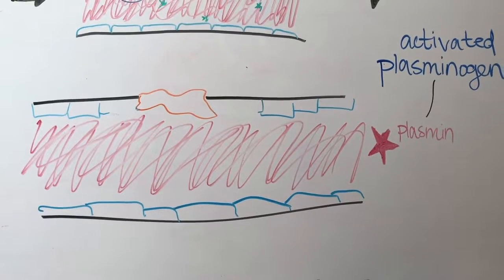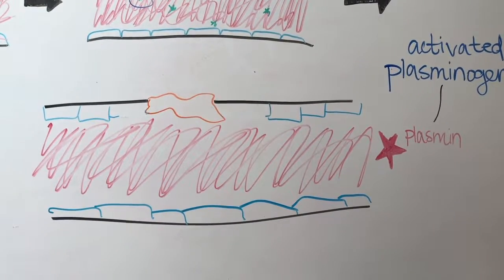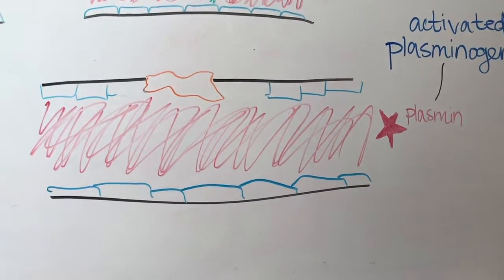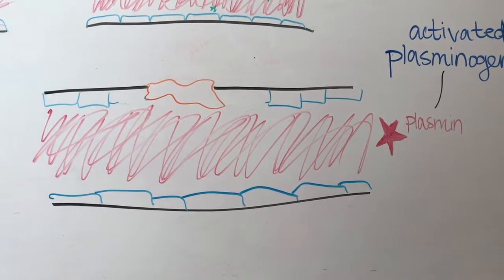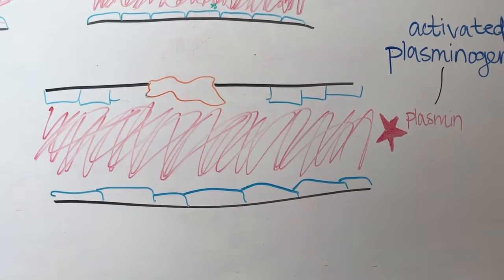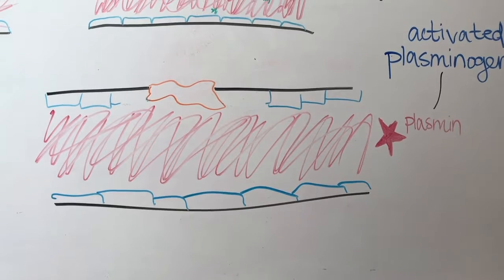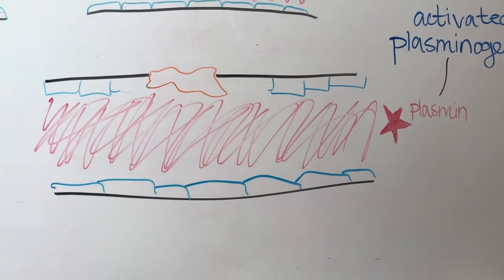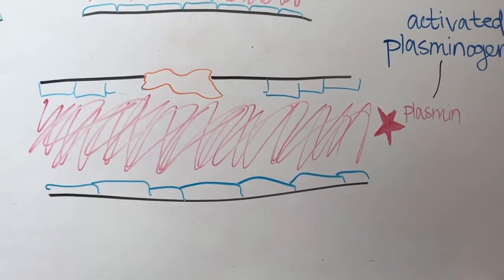Once a blood clot is formed, the healing process has begun. From here, inflammation at the site of injury draws in leukocytes to eliminate pathogens.